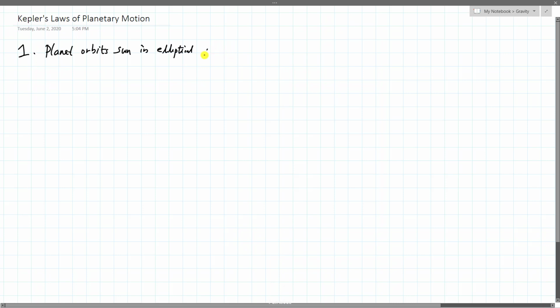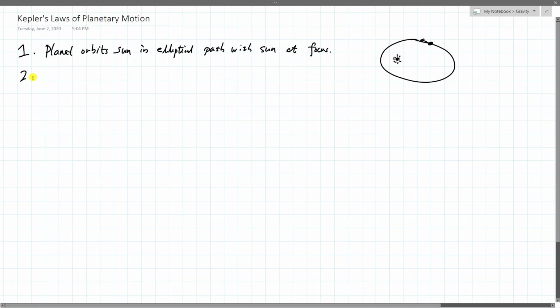Let's say path, and with the Sun at one of the two foci, so focus. So this is what the orbit would look like, something that looks like this, a bit more elliptical. So here's a focus, so here's the Sun, and here's the planet. The planet will just go around the Sun like this, and that's his first observation about how a planet orbits the Sun.